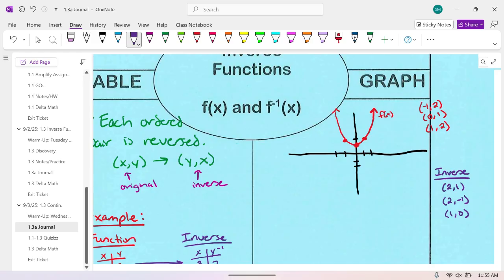All right, so I'm going to graph it really quickly. So (1, 0), (2, 1), (2, -1). And so this will be f negative 1 of x. Remember, that's another way to denote that it's the inverse.